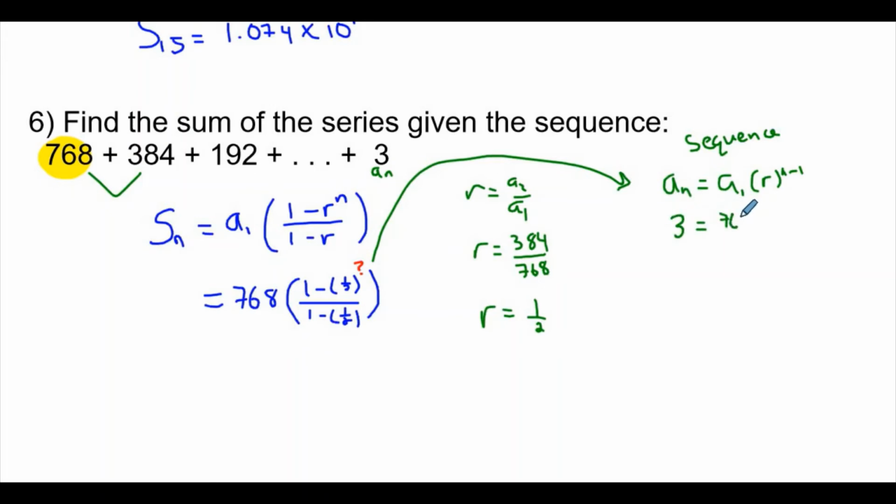a1 is 768, and then r is a half, found that a couple minutes ago, and then we're going to do n minus 1. So now we're solving this as if this n were an x, and when we say solving, you should always write this down if you're lost or you just don't know what your next step is. Always write the order of operations down. And when you solve, start at the bottom.